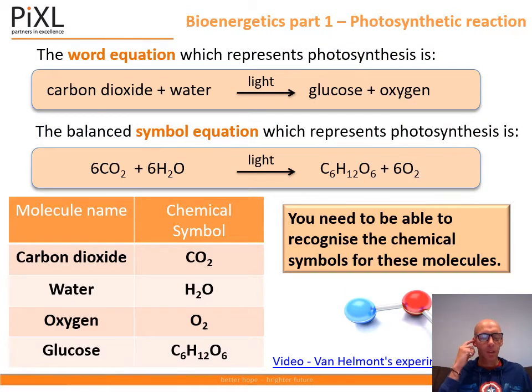So in terms of equations, you all need to know the word equation, and for higher paper, the symbol equation. Just remember 6. So it's 6 carbon dioxides, 6 waters, giving us glucose, which is C6H12O6, and giving us 6 oxygens. So make sure you can do that balanced equation.